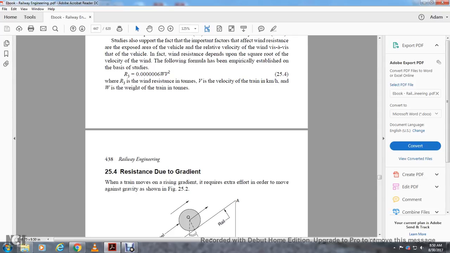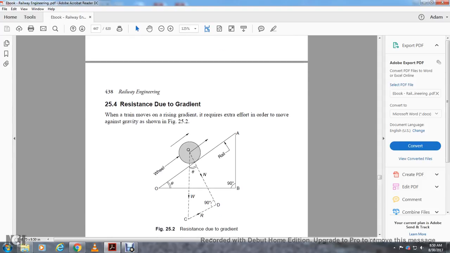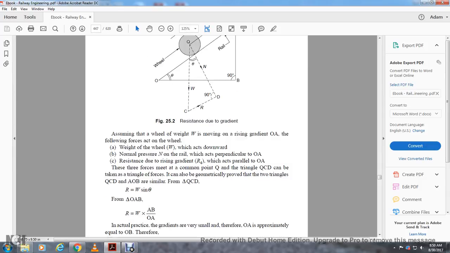25.4. Resistance due to gradient. When the train moves on a rising gradient, it requires extra effort to move against gravity, as shown in Figure 25.2. It shows the angle of the rail going up, the wheel direction up, the points Q, D, C, a 90 degree angle, W, and R, angle A, and triangle AOB with the slope of the wheel rail at 90 degrees.